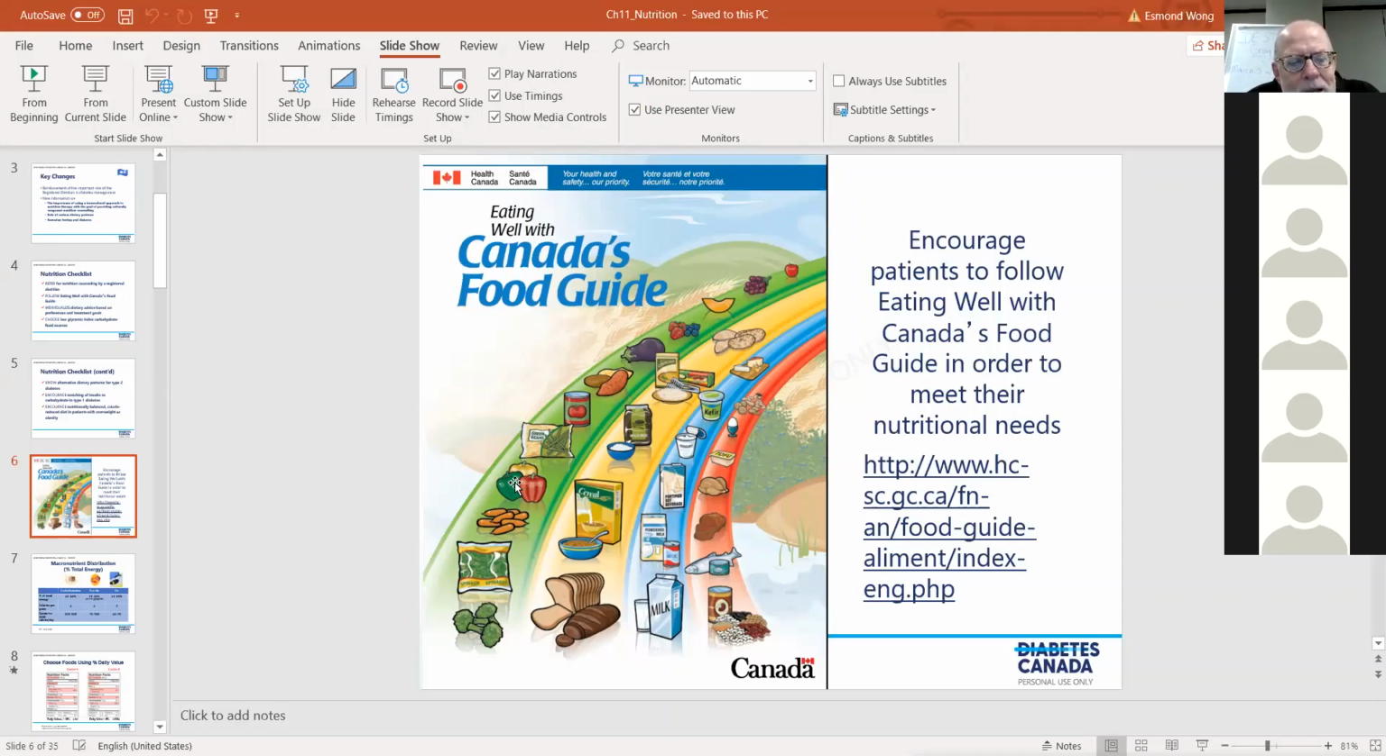So Diabetes Canada says that following Canada's food guide is a good idea, and any of the questions regarding Canada's food guide will be based on the old one, right? Which has how many food groups? 4 food groups. Do you know what they are? Fruits and vegetables. Grains. Meat and substitutes. And milk.